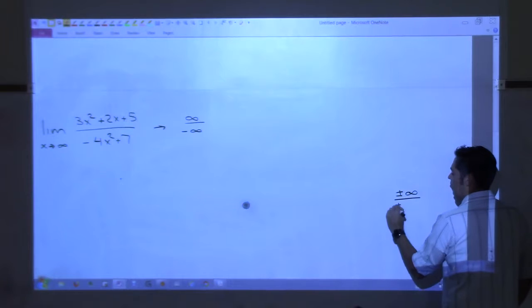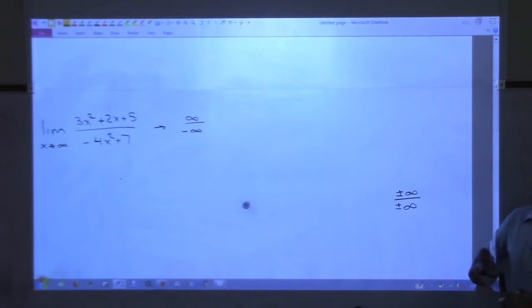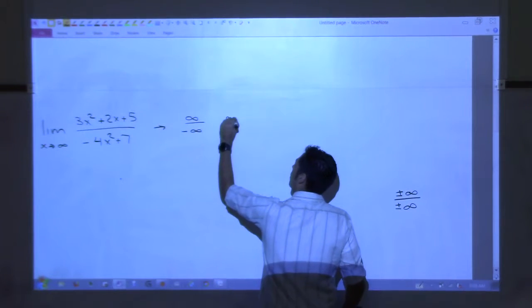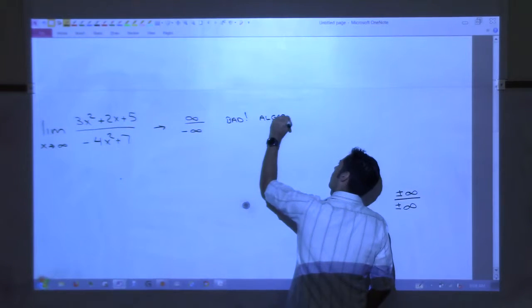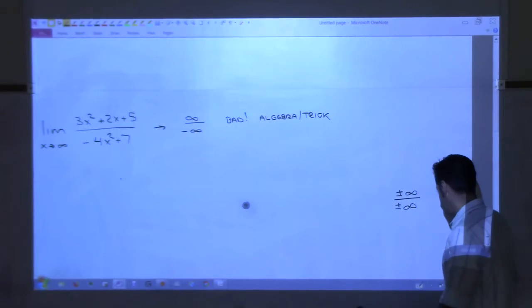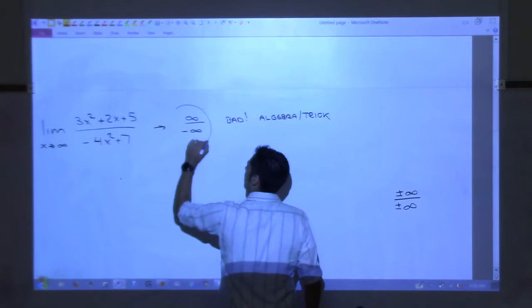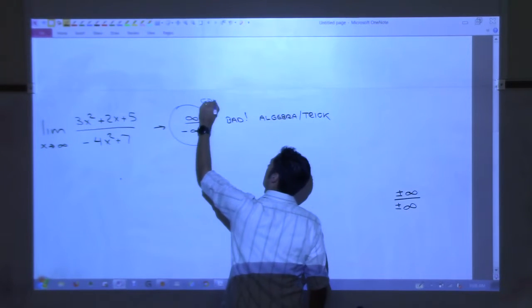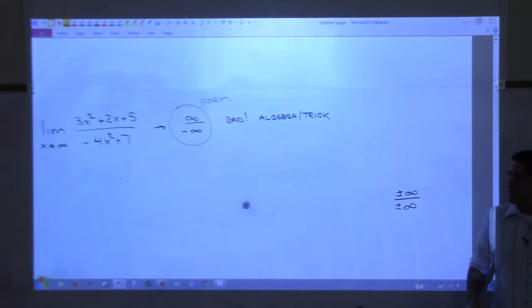Okay, so we do have one of these forms that I said today was about. It was either positive or negative infinity over positive or negative infinity. And in this scenario, we're just like the 0 over 0. This is bad. We're going to do some algebra, or we're going to do a trick. All right? And I mentioned last class some of the language that we have here. This right here is the form of the limit that we're getting. Okay? It's the form that we're getting. The form is infinity over negative infinity.